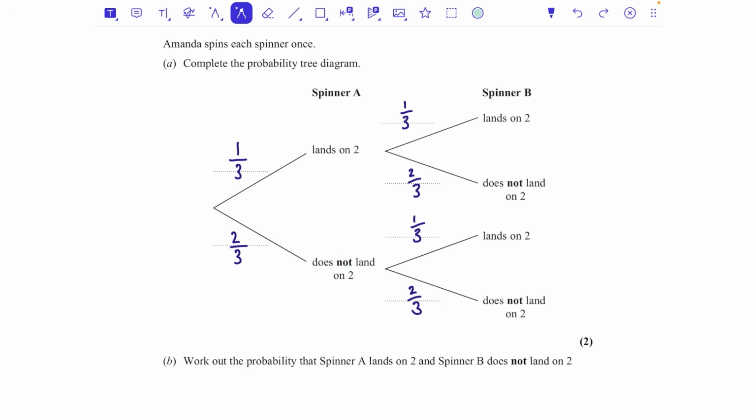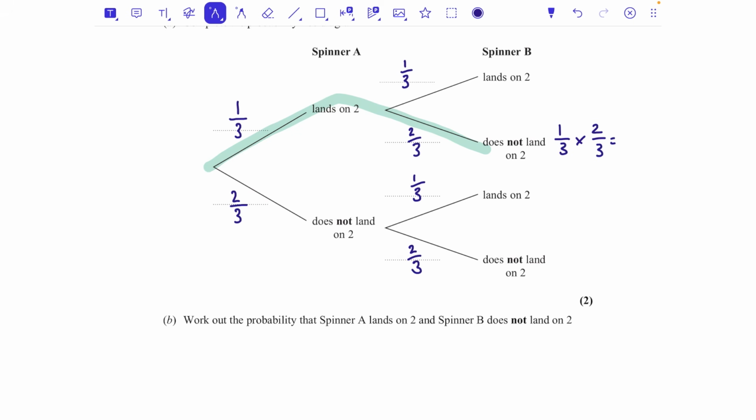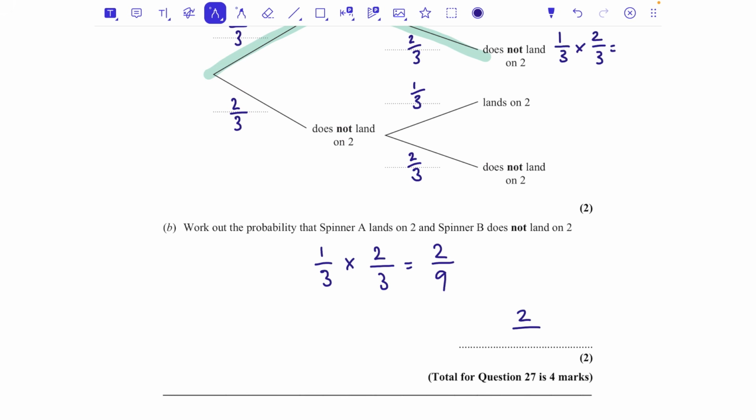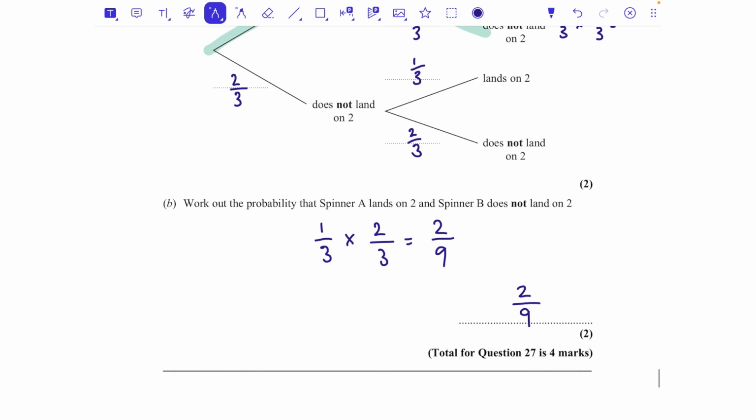They're asking us, what if spinner A lands on a 2, so we want to go up this pathway, and then spinner B doesn't. So if that's the pathway you want, you times along the branches. If you wanted more than one pathway, you'd add the answers together at the end, but we always times along the branches. So 1 over 3 times 2 over 3, and remember, multiplying fractions, we're just going to do the top times the top, and the bottom times the bottom, so that's going to be 2 over 9 as your final answer. If it did simplify, you wouldn't need to simplify it. It doesn't say give your answer in its simplest form, and in probability, we don't really care about simplifying it. That's all good.